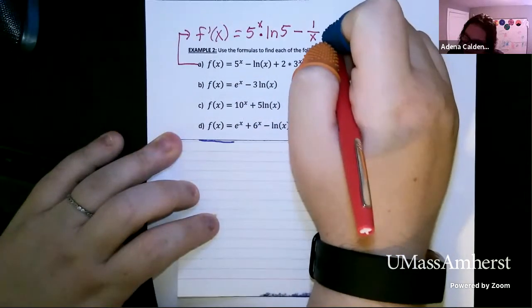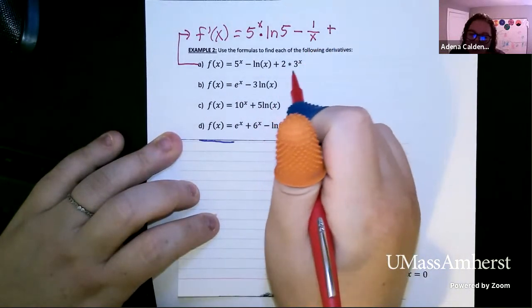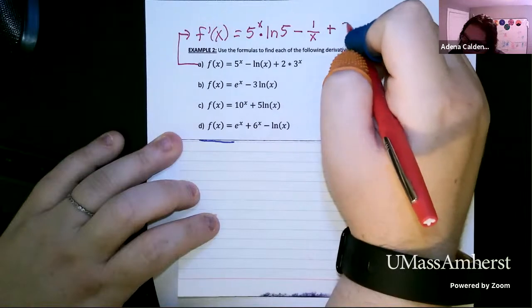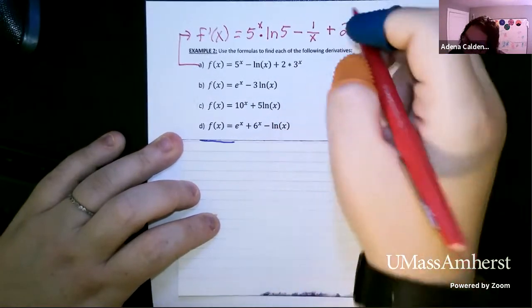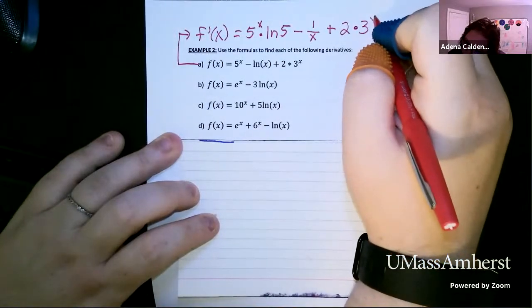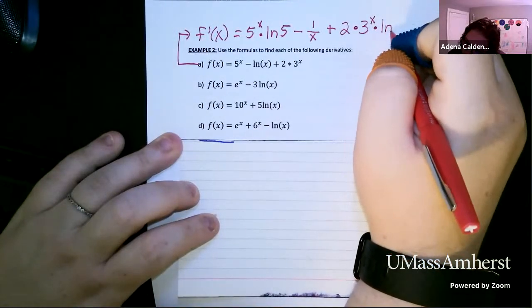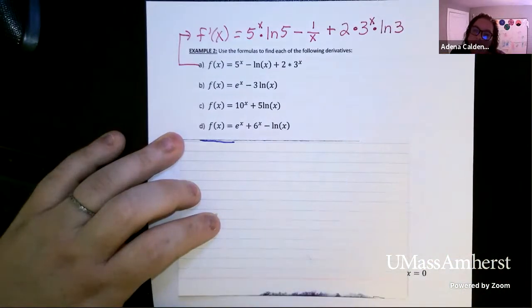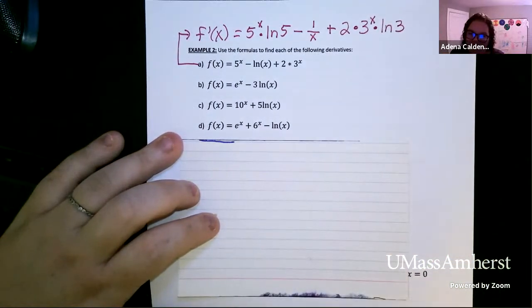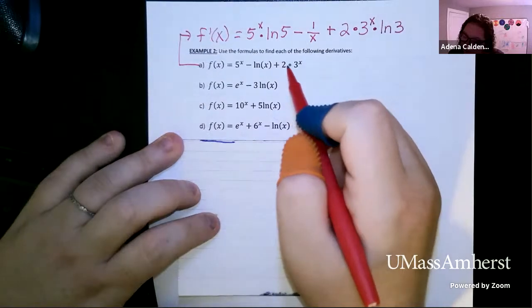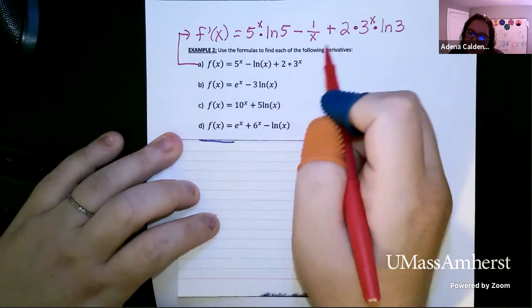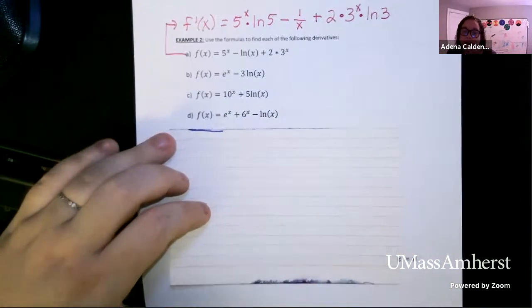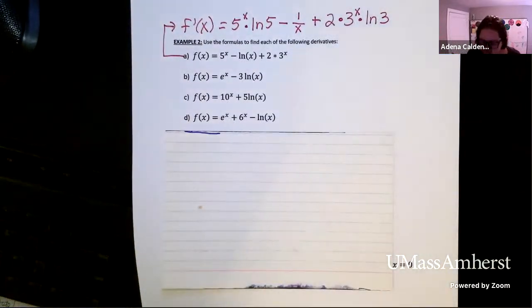plus, now we take the derivative of 2 times 3 to the x. So that 2 is going to multiply the derivative of 3 to the x, and the derivative of 3 to the x is 3 to the x times the natural log of 3. Okay, so don't leave that 2 off because it's multiplied by the function. It's the constant multiple rule, and it comes with us to the derivative. So that's how we write that derivative of part A.